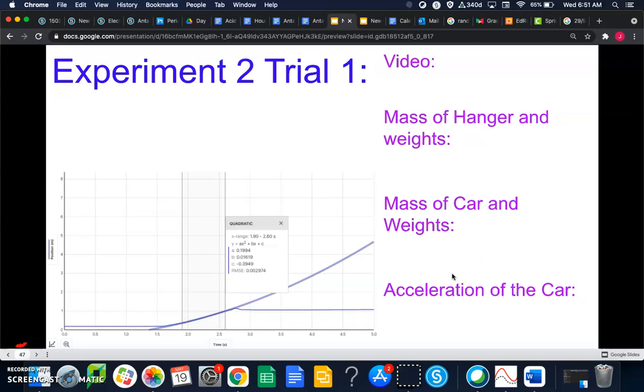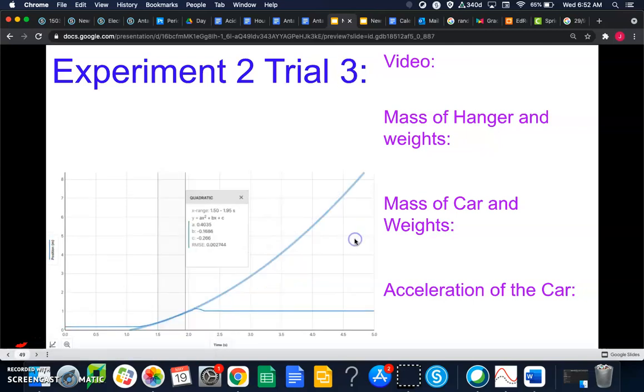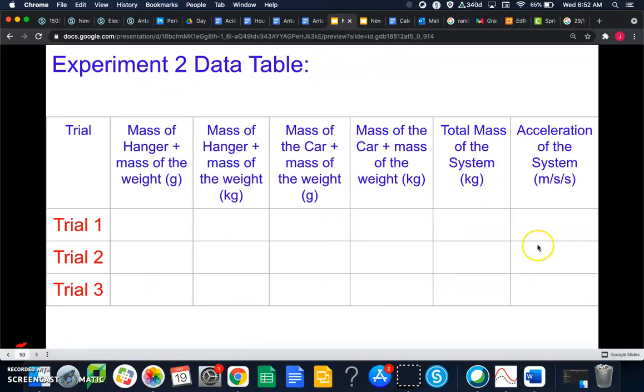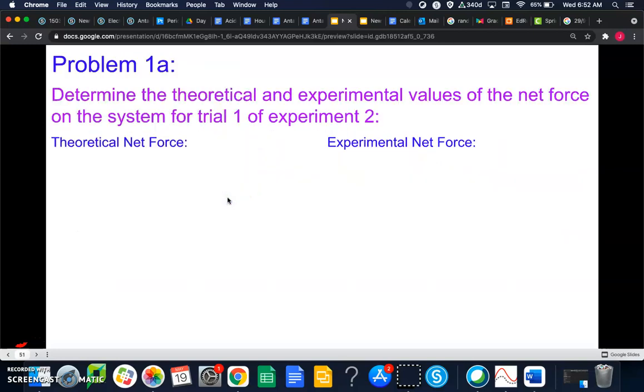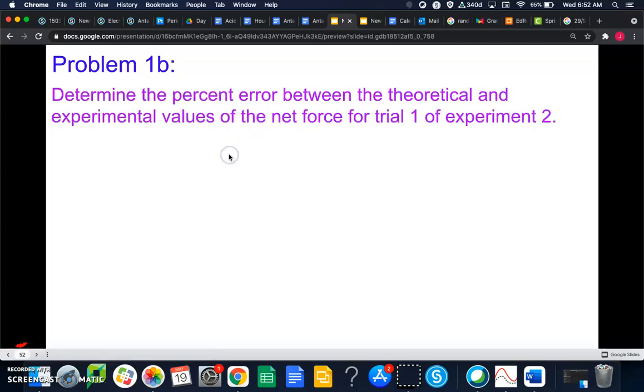Okay, and so then what you're going to do is watch the videos for these different experiments. You're going to collect data. Now again, in this experiment, we're going to be changing the mass on the hanger. So the mass on the hanger should change in each trial. The mass of the car with the weight on there is going to stay the same. You're still going to use the graph to calculate the acceleration. You're going to do that for 3 trials, and then you'll put all your data into a data table. And then what you're going to try to do is calculate the theoretical and experimental net force for each trial. So this one's for trial 1. And then after you do that, you'll find the percent error between the experimental and theoretical. And you'll do that for each trial.